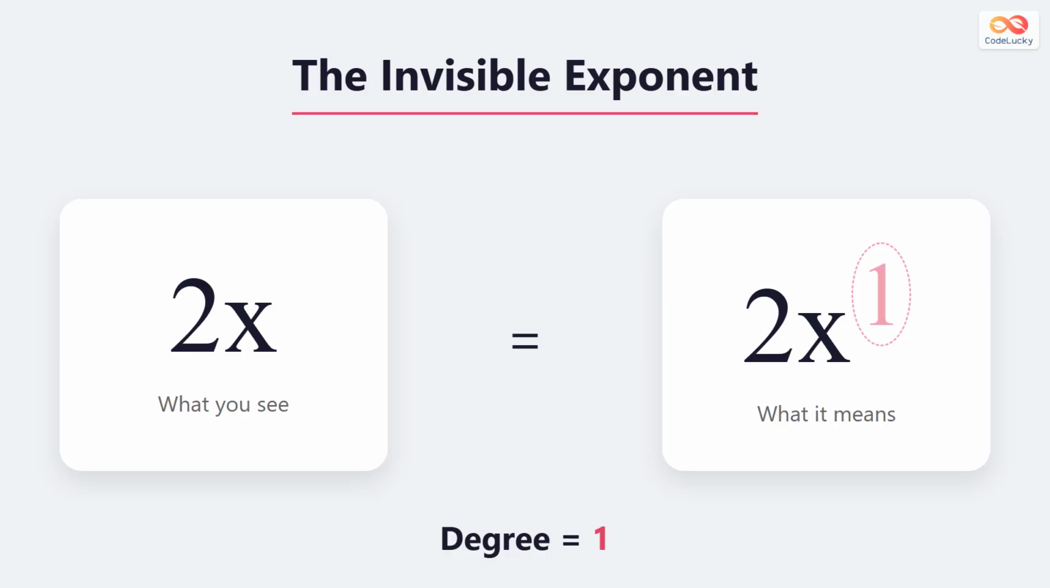Sometimes you won't see an exponent written down. For example, in the term 2x, there is an invisible exponent of 1. It really means 2x to the power of 1. So, whenever you see a variable with no number above it, its degree is 1.